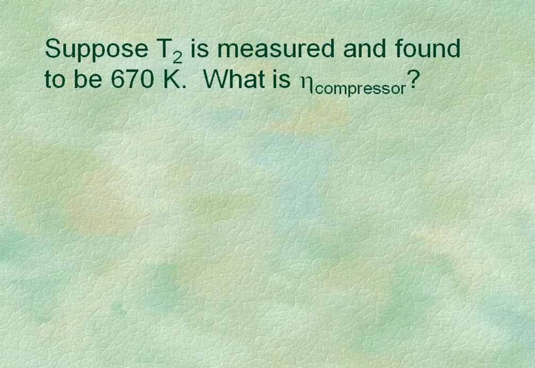All right, suppose T2 is measured. We found that T2 earlier we said was 589, but suppose we measured it and found out it was 670. What's going on there? Well, there was friction, and the friction wound up getting into the gas and heating the gas leaving the compressor. Talking about a compressor here. So what is the efficiency of the compressor?